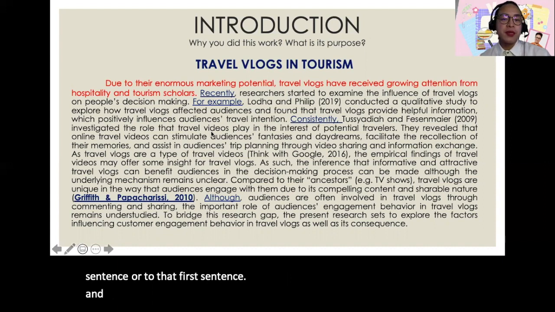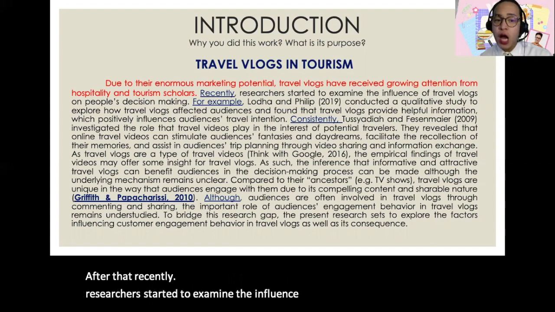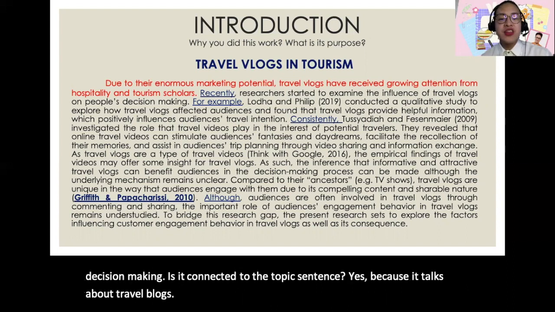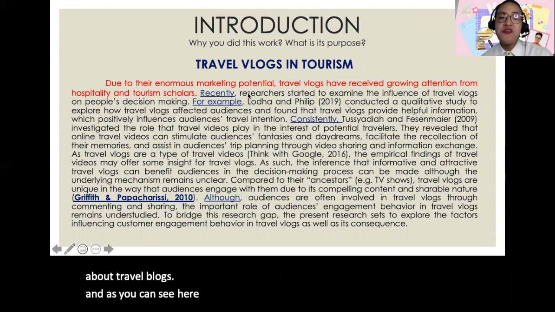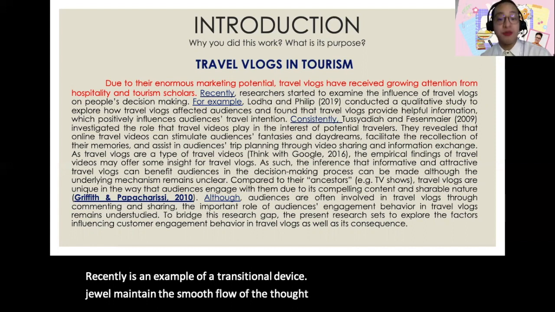And then after that, recently, researchers started to examine the influence of travel blogs on people's decision making. Is it connected to the topic sentence? Yes, because it talks about travel blogs. And as you can see here, we have the word recently. Recently is an example of a transitional device to maintain the smooth flow of the thought in writing a paragraph.